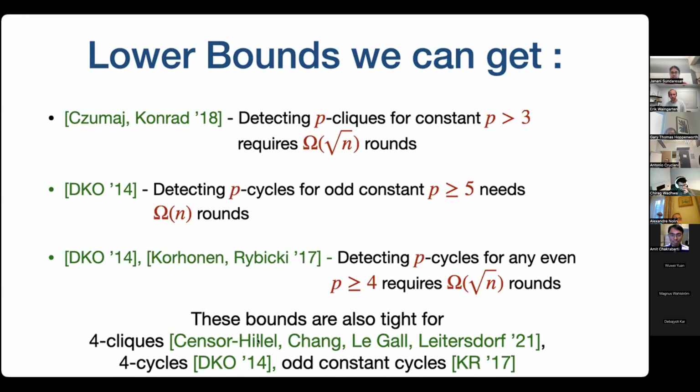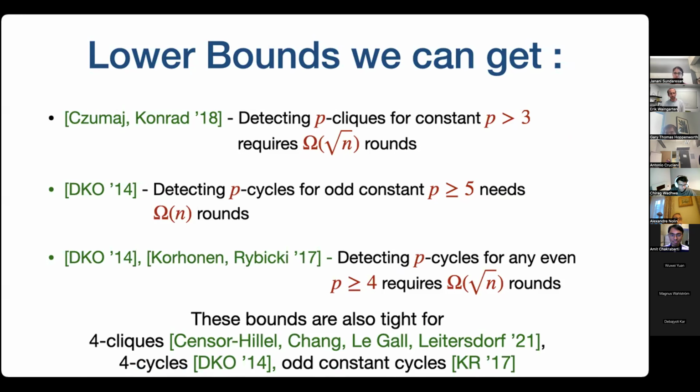Specifically for four-cliques, this lower bound is tight, and for four-cycles also this is tight. The same thing is true for odd constant cycles. So we can prove actual tight lower bounds with this technique. It has been very useful.